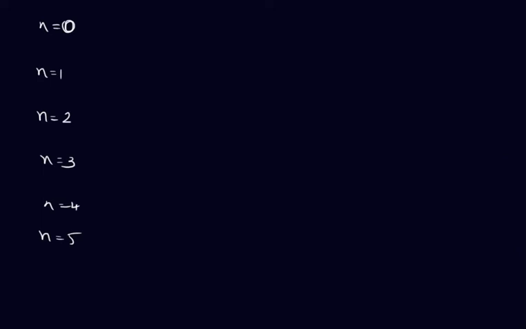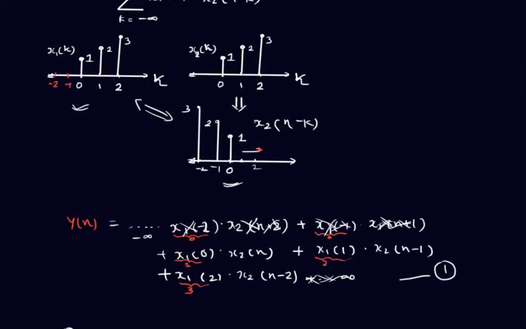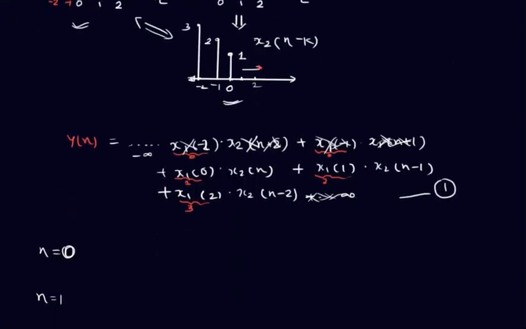Okay, so this is our graphical method. For each and every step, we will draw our graph. We have these two graphs, which are really important: x1 of k and x2 of n minus k, and the sequence of the convolution that we have expanded here.